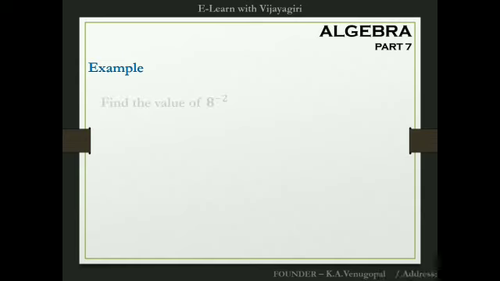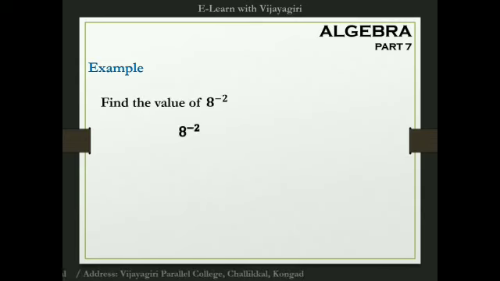Let's check some examples. Find the value of 8 to the power minus 2. Here 8 to the power minus 2 is on the numerator, so in order to change the sign we have to take it to denominator, so it will be 1 by 8 square and it will be equal to 1 by 64.